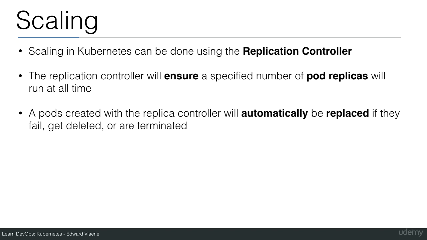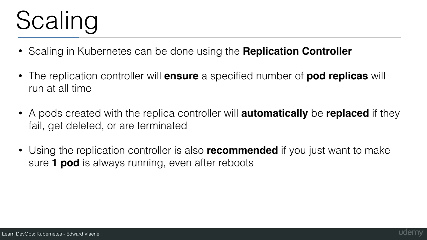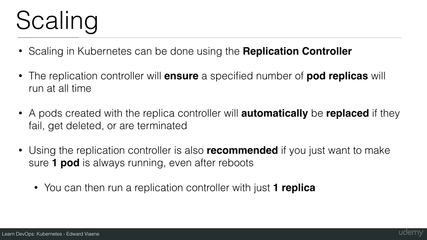If you tell Kubernetes to run 5 pods, and there are only 4 running because one node crashed, for instance, then Kubernetes will launch another instance of that pod on another node. Using the replication controller is also recommended if you just want to make sure your one pod is always running, even after reboots. You can then run a replication controller with just one replica. This makes sure that the pod is always running, even when a node crashes.